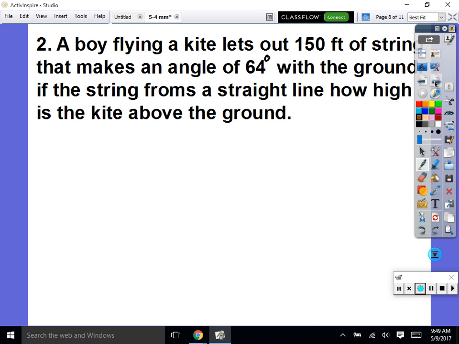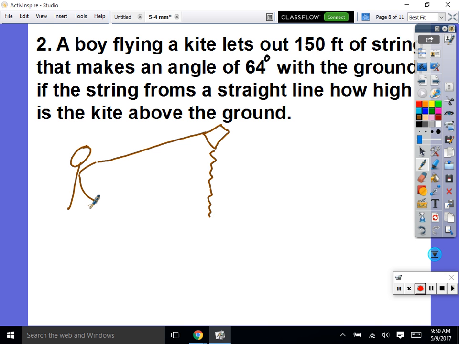So let's do one more. Okay, let's think about this one. The hardest part is drawing a correct picture, but if you just think about it in the real world, it's not hard. So look at this one. A boy is flying a kite. That kite lets out 150 feet of string. So let's think about it. Here's our boy. He's flying a kite. Right? Now it says he lets out 150 feet of string.